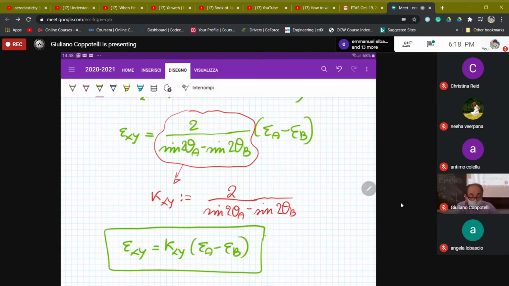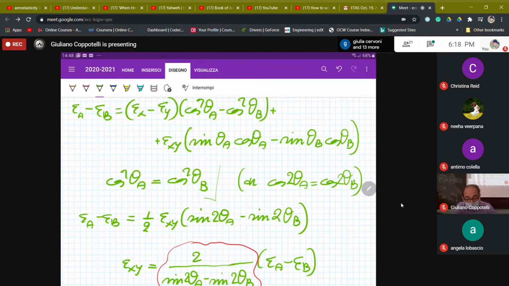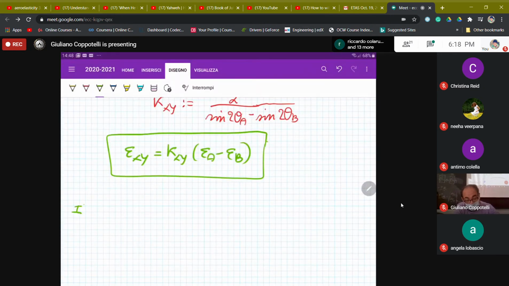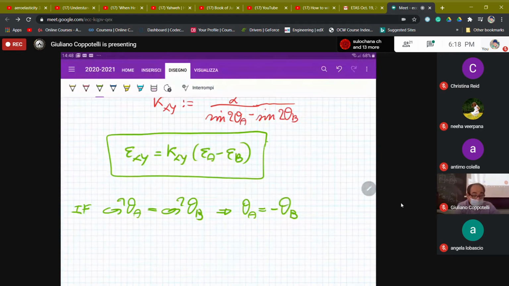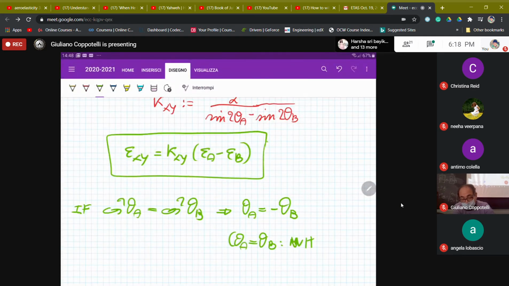Now please consider the statement that cosine square theta A is equal to cosine square theta B. That means that theta A is equal to negative theta B. Of course, there is also another option, theta A equal to theta B, but that is of no interest, because we would just have two strain gauges overlapped over each other, which is not what we are looking for.